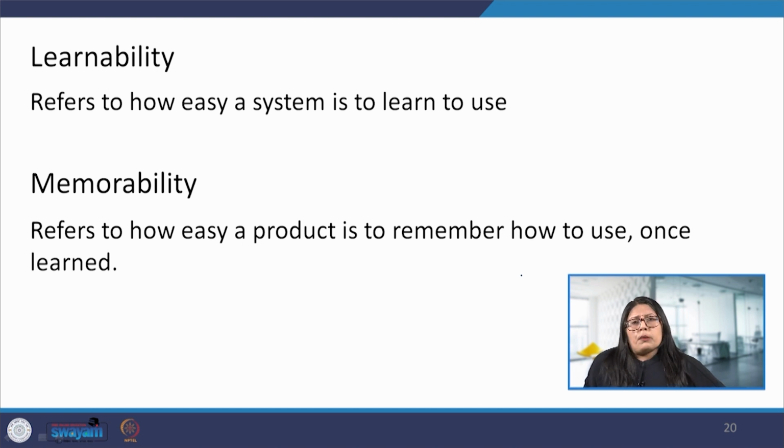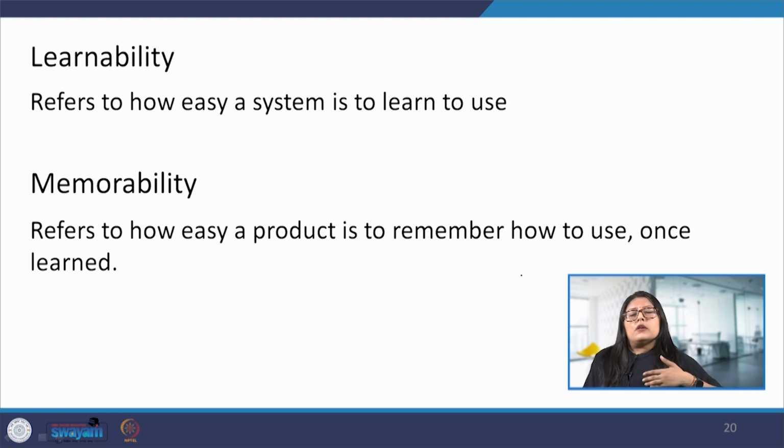The next is memorability, which refers to how easy a product is to remember how to use once learned. Can I recall the functions? If I have not used, say, a particular software in a long time and I go back to it after a month or so, can I recall the functions, or can I recall the functions of my old phone which I have not used in a while?